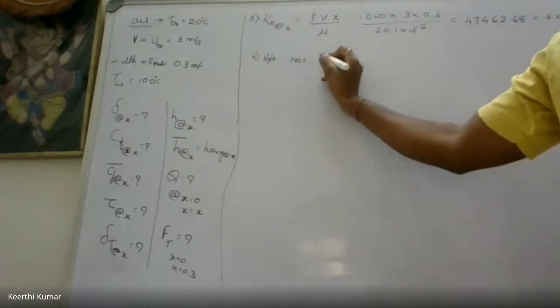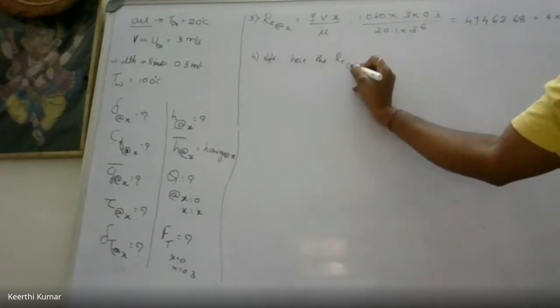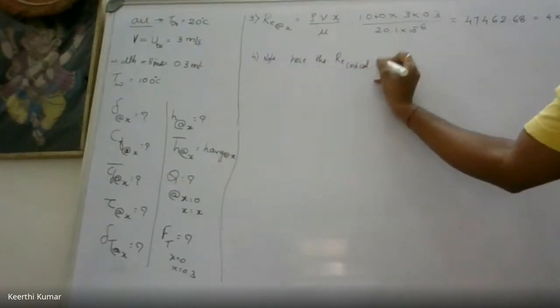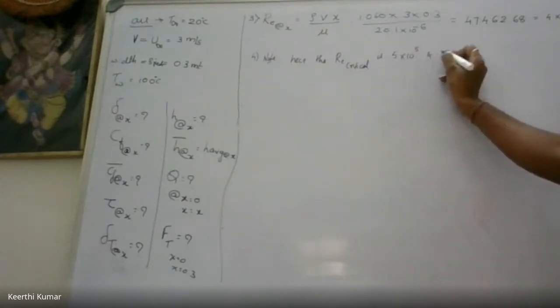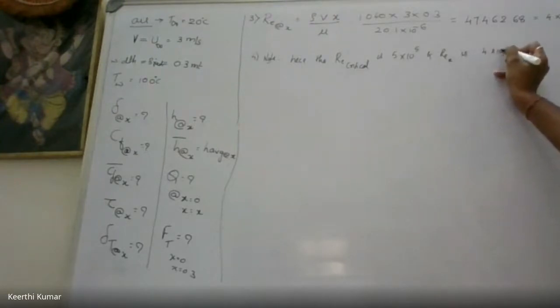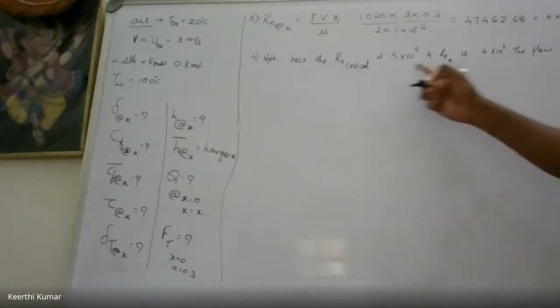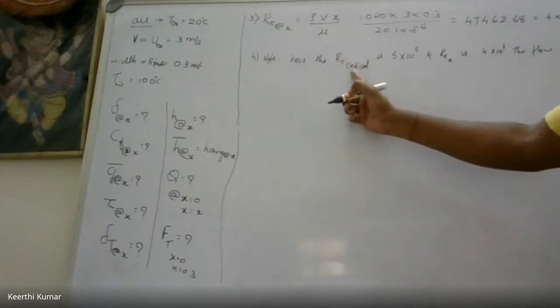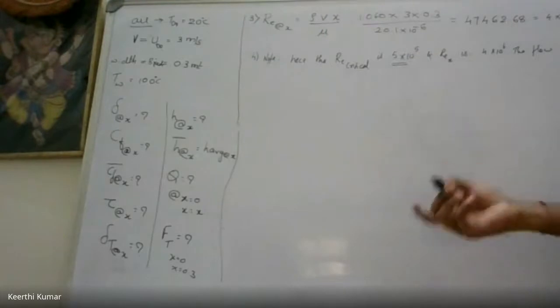Hence, the critical Reynolds number, that is Re critical, is 5 into 10 to the power of 5, and Re at X is just 4 into 10 to the power of 4. The flow is laminar. Understanding? Hence, the value of critical Reynolds number is 5 into 10 to the power of 5. How did I come to know that? That is there in the handbook.